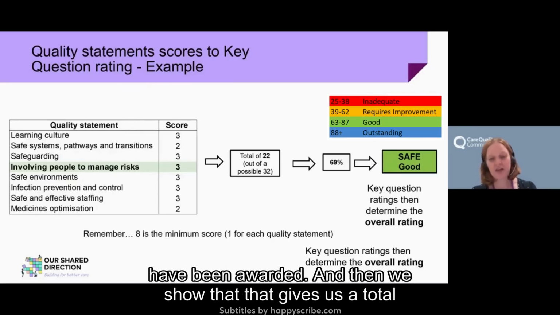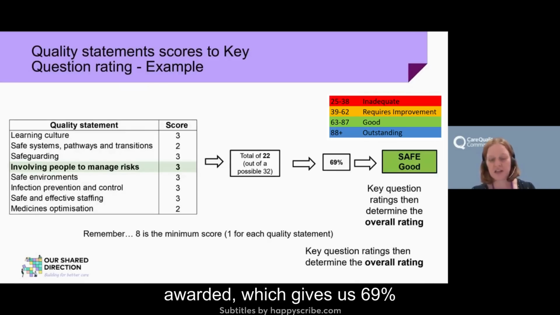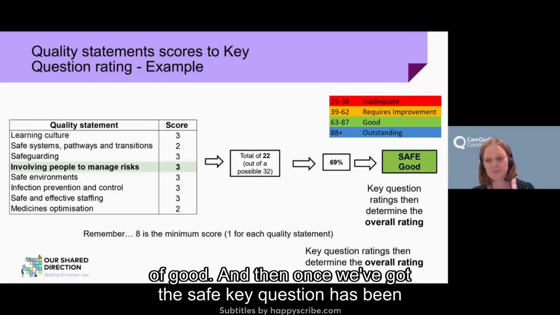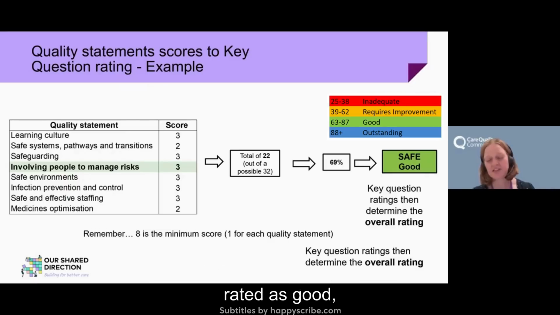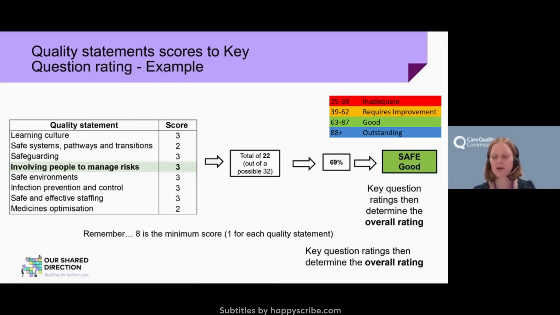And then we show that gives us a total of 22 out of a possible 32 points that could have been awarded, which gives us 69%, and that maps the thresholds, which are on the right-hand side, of good. And then once we've got the safe key question has been rated as good, that's then used in the overall aggregation methodology to determine the overall rating.